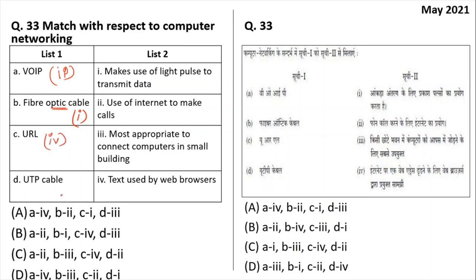And UTP cable. UTP stands for unshielded twisted pair cable. It is used as a form of LAN, extensively in the form of LAN, that is used for connecting small buildings. So here the answer should be 2143. Let's see, 2143. B is the right answer over here.